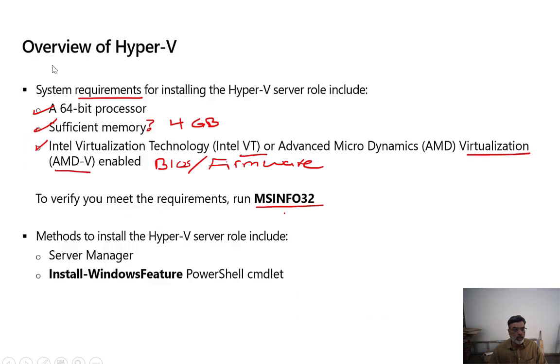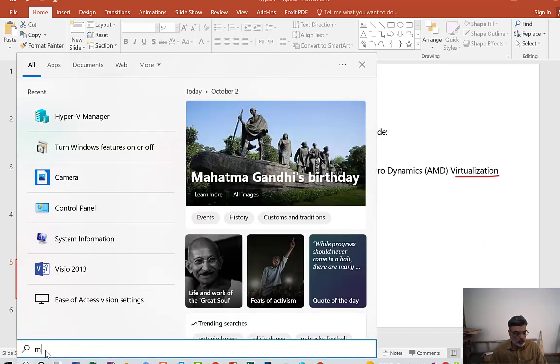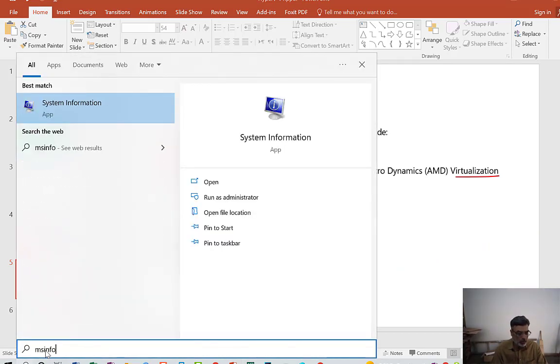So that is the overview of Hyper-V manager. System requirements for installing Hyper-V server include a 64-bit processor. You need to have at least a 64-bit processor, sufficient memory, at least 4 GB RAM, and Intel virtualization technology, which you can enable in the BIOS or firmware. You can verify the requirements of your system by running the command msinfo32 on your PC. So in this way you can easily verify the capabilities of your processor. So in Run, just type msinfo32.